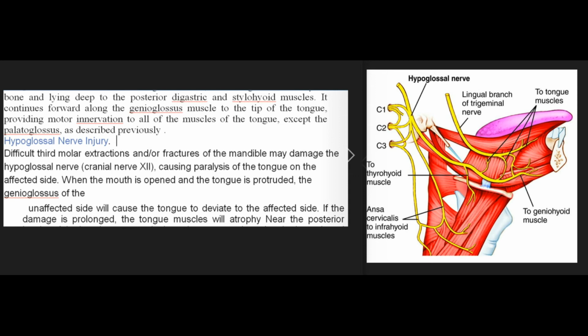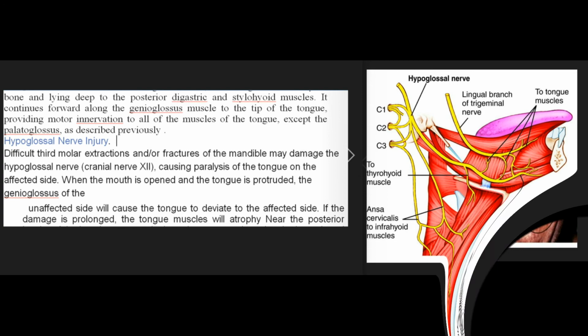Hypoglossal nerve injury. Difficult third molar extractions and/or fractures of the mandible may damage the hypoglossal nerve, cranial nerve 12, causing paralysis of the tongue on the affected side. When the mouth is opened and the tongue is protruded, the genioglossus of the unaffected side will cause the tongue to deviate to the affected side. If the damage is prolonged, the tongue muscles will atrophy near the posterior border of the hyoglossus muscle.